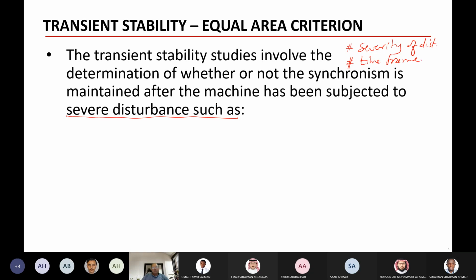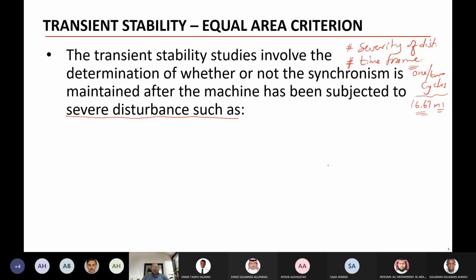One way to solve it is the equal area criteria graphical solution, and we will discuss the numerical solution of the swing equation later. The time frame here is a few milliseconds after the disturbance. You can say 1 to 2 cycles after the disturbance, so we are talking about 16.67 millisecond cycles. So you are talking about a very small time after the disturbance.